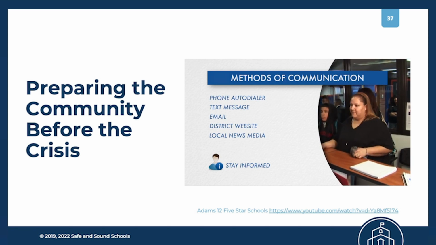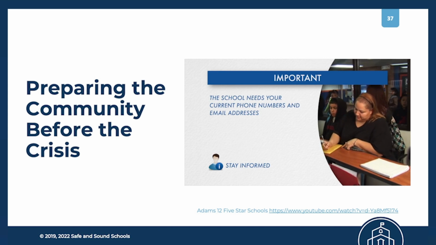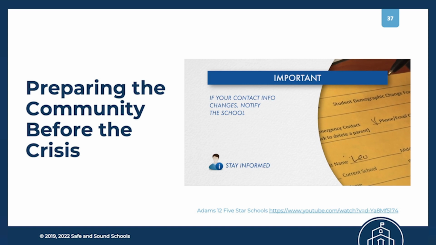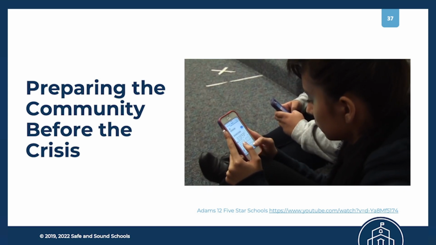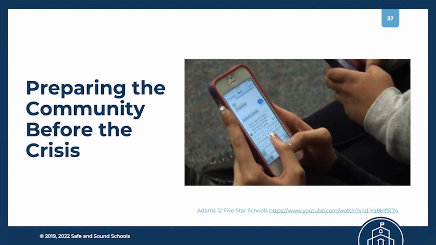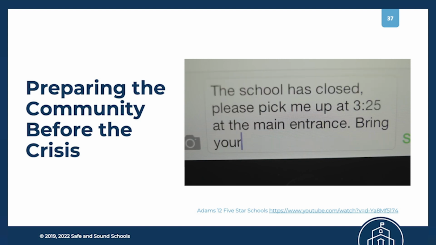It's extremely important that the school has your current phone numbers and email addresses. If your contact information changes, please notify your school. In some cases, students may be asked to send a text message to their parent or guardian. A reunification text message from a student may look something like this. The school has closed. Please pick me up at 3:25 at the main entrance.